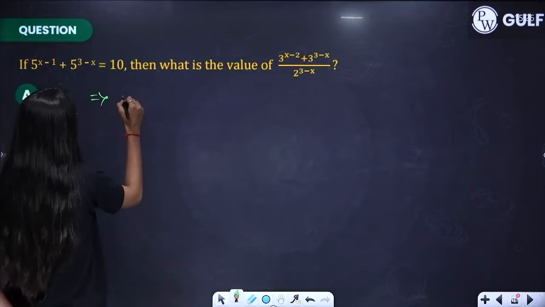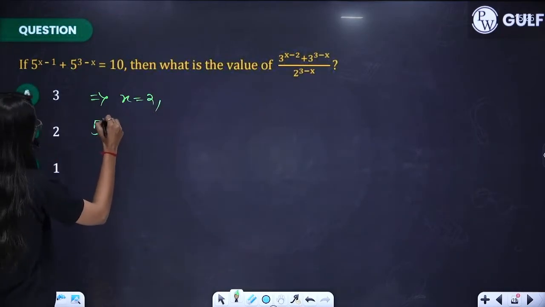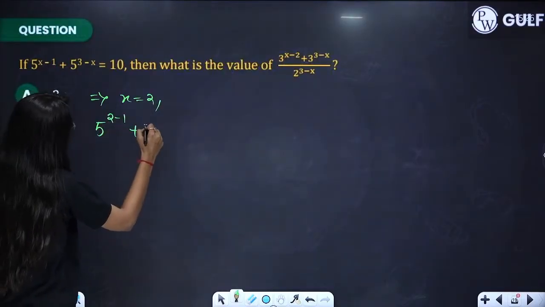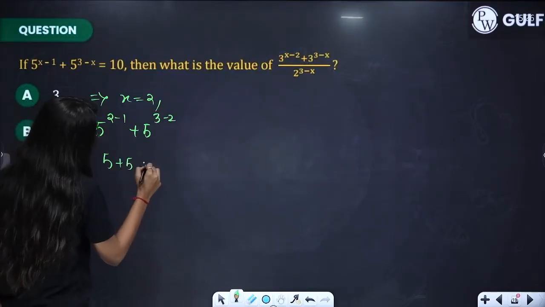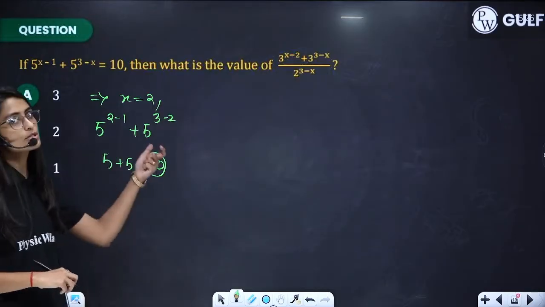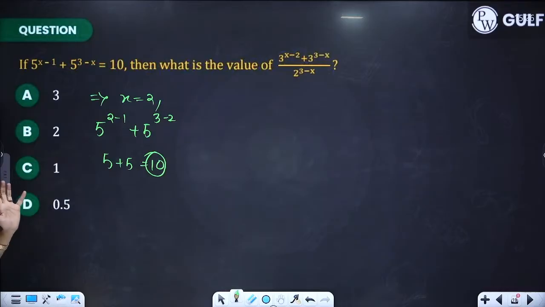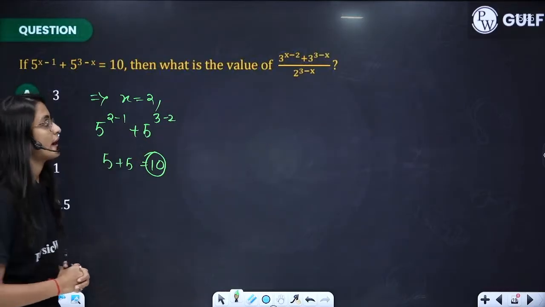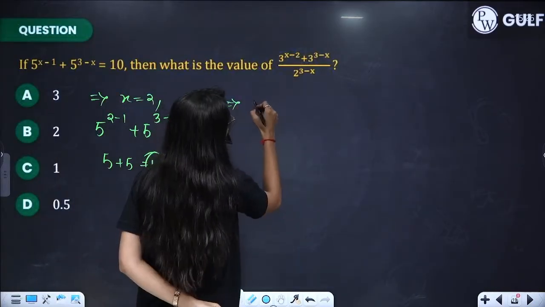substitute x is equal to 2. If I substitute x is equal to 2, what I'm getting is 5 raised to 2 minus 1 plus 5 raised to 3 minus 2. That's 5 plus 5, which is equal to my right hand side. That means x is equal to 2 will satisfy my first equation. If x is equal to 2 is satisfying my first equation, let us substitute the value of x is equal to 2 and find the value of the expression.